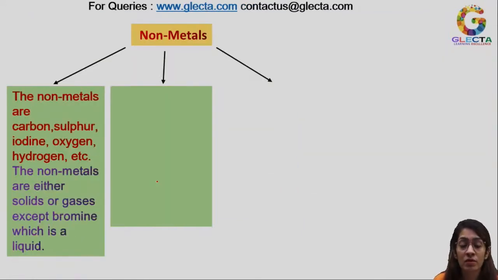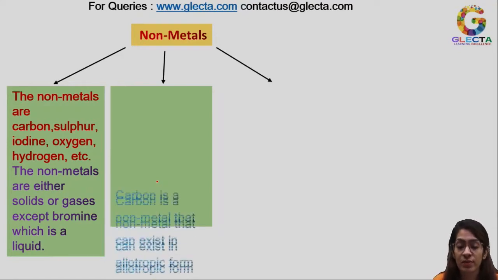So, now talking about the non-metals. The non-metals are generally carbon, sulfur, iodine, oxygen, hydrogen, etc. These are either solids or gases. So, non-metals are generally solids or gases, whereas metals are normally, in general cases, all solids. In the case of non-metals, there is one exception, which is bromine, which is a liquid at room temperature.